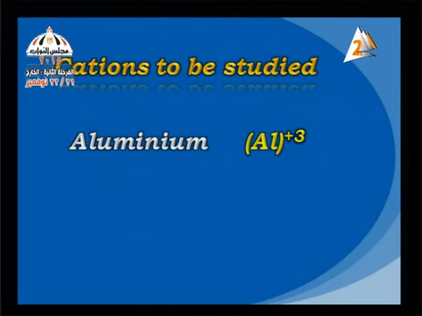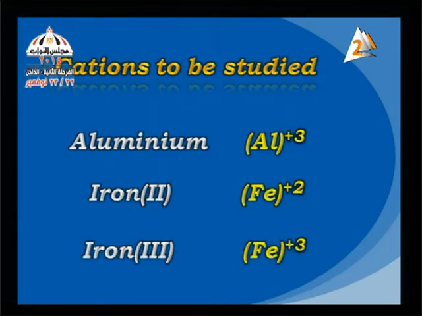The second one, iron 2, Fe, positive 2. The third one, iron 3, positive 3. So all the cations we use contain positive ions, positive 2 or positive 3, divalent or trivalent. Easy and important.